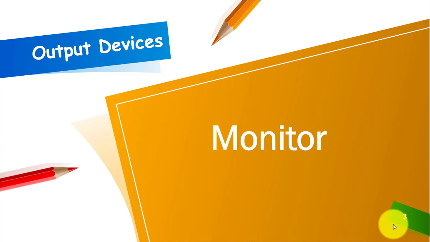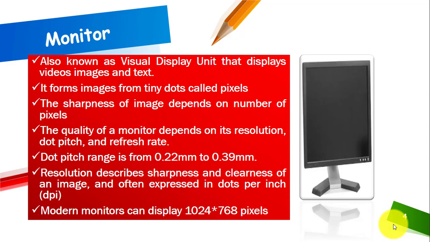First one we have is a monitor. A monitor is also known as a visual display unit that displays video, images, graphics and textual information to a user. It forms images from tiny dots called pixels, and the information on the monitor is also called soft copy because it exists electronically and is displayed only for a temporary period.